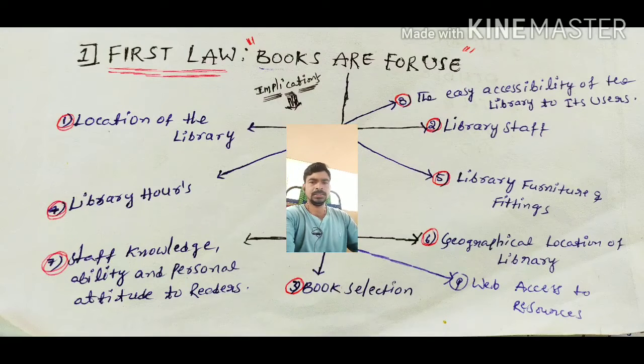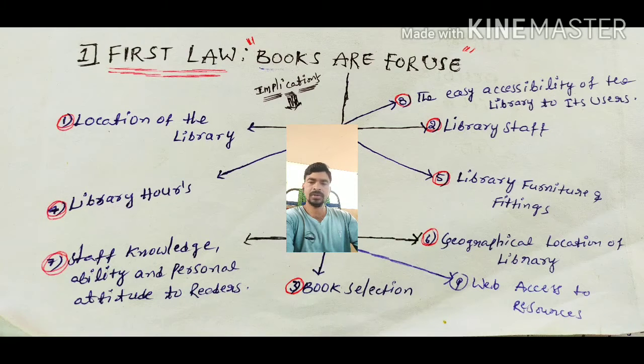First law, implications. Implications are very important. For the first law, there are totally 9 implications. First one is location of the library. Second one is library stock. Third one is the easy accessibility of the library to its users. Fourth one is library hours. Fifth one is library furniture and fittings.